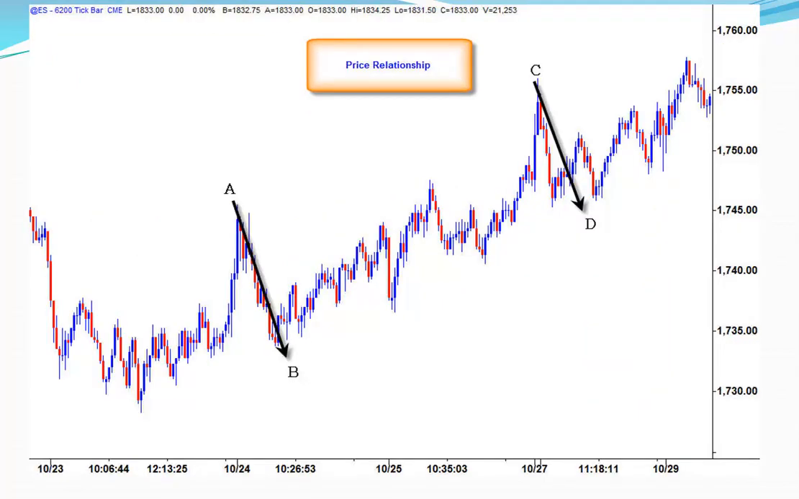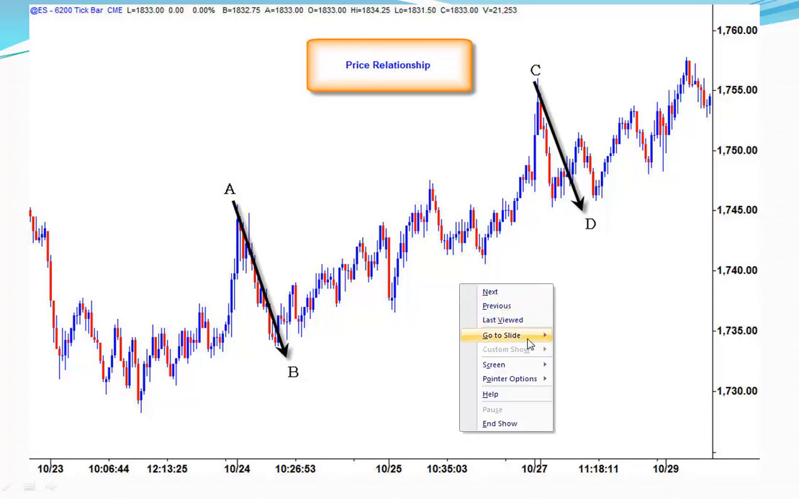Then we discussed price relationships, A to B, C to D. What is an A to B, C to D? Basically, you could see right here the A to B, C to D relationship.